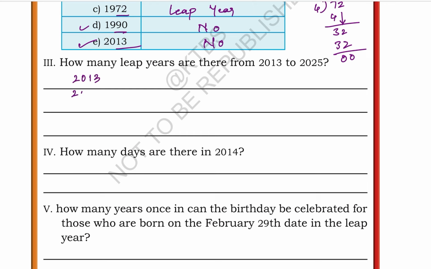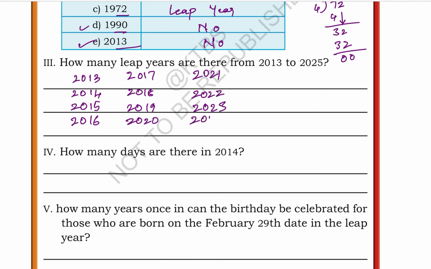How many leap years are there from 2013 to 2025? 2013, 2014, 2015, 2016, 2017, 2018, 2019, 2020, 2021, 2022, 2023, 2024, 2025. We have to find how many leap years are there from 2013 to 2025.